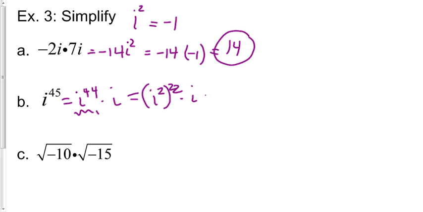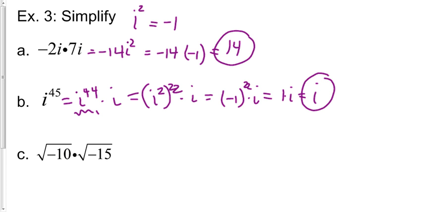Well, what does that give me? Well, i squared is really negative 1, so we're going to make that substitution. Negative 1 to the 22nd times i. Now, anytime you take a negative number to an even power, if I multiply negative 1 by itself 22 times, I'm going to end up with positive 1, and then I still have my times i, and so i to the 45th turns out just to be the same as i to the 1st.